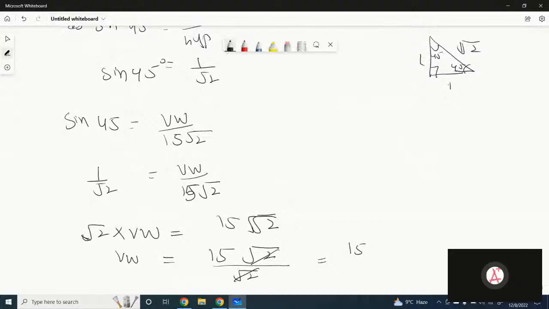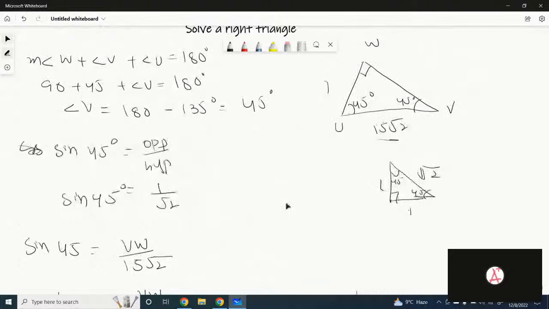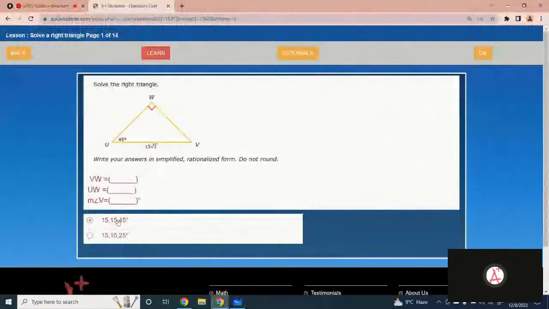Got it? Because it is a special triangle, the other two sides have the same side length. So if one of them is 15, then the second one is also 15. Or you can solve using the Pythagorean theorem. But we know that it is a 45, 45 triangle, so in the 45 triangle, the other two sides must be the same. So the correct option is 15, 15, and 45, because the angle is 45 degrees. Got it?